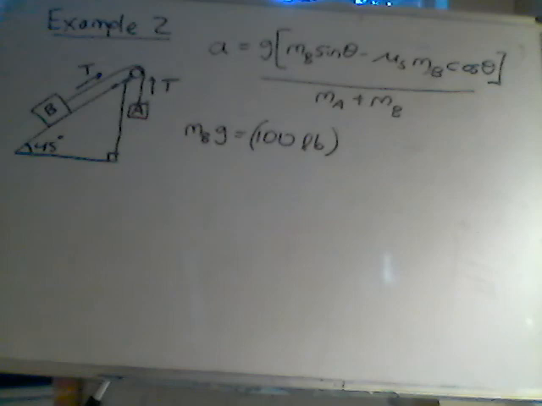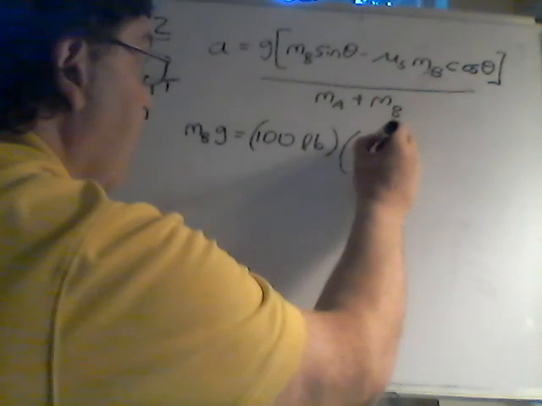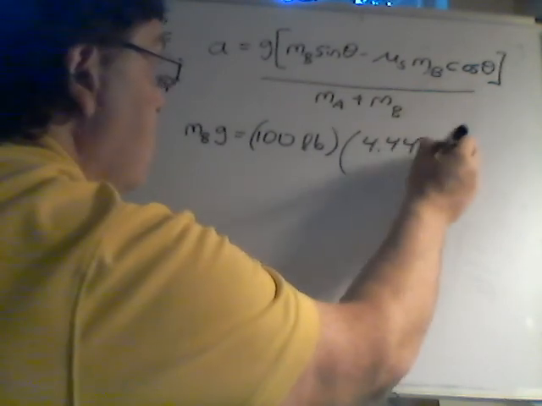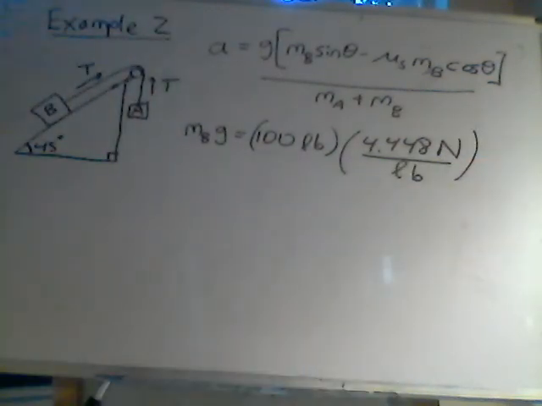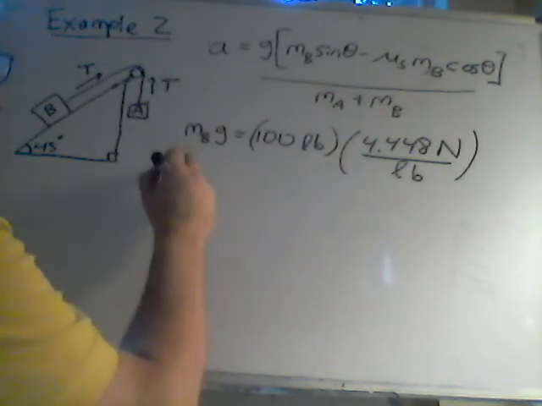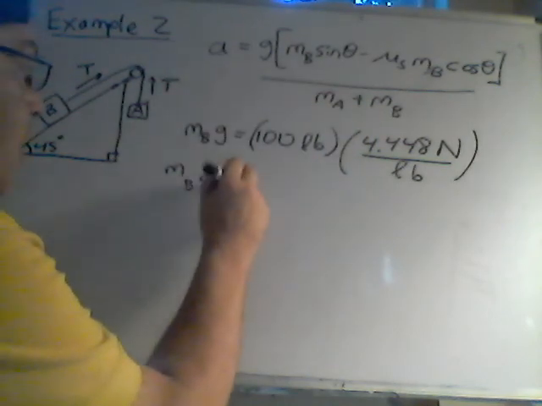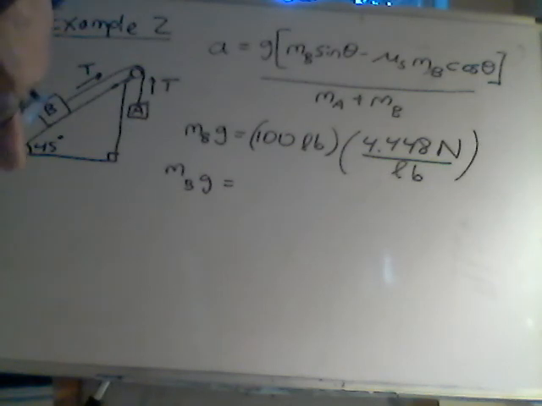And if you go to your unit conversions, you realize that there are 4.448 newtons in a pound. So again, I'm not very good at using English units. Some people are better than me. Some people probably just do this in English units. I tend to go to SI, so there's less chance of me messing things up, and I'll convert back to English at the end. So I'm going to convert to newtons. So M sub B G, when I work this out, is simply going to be 444.8 newtons.